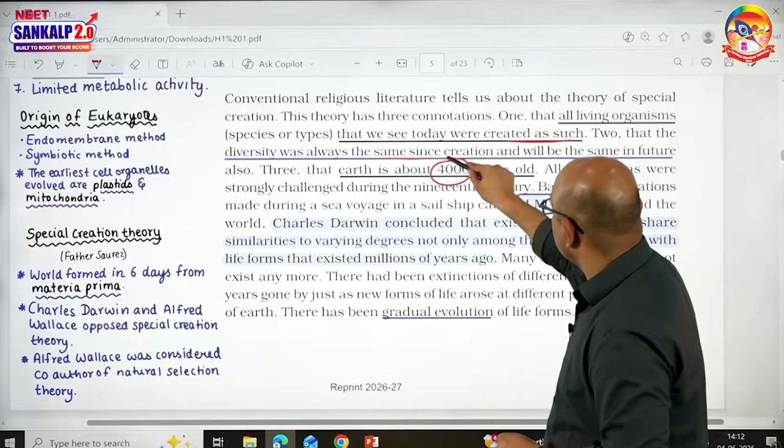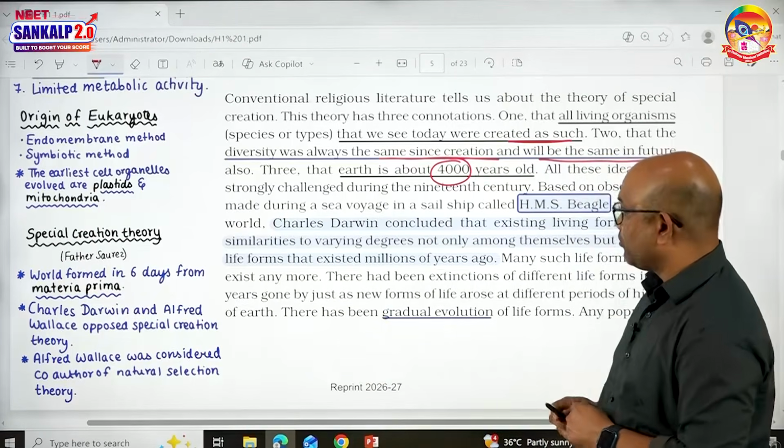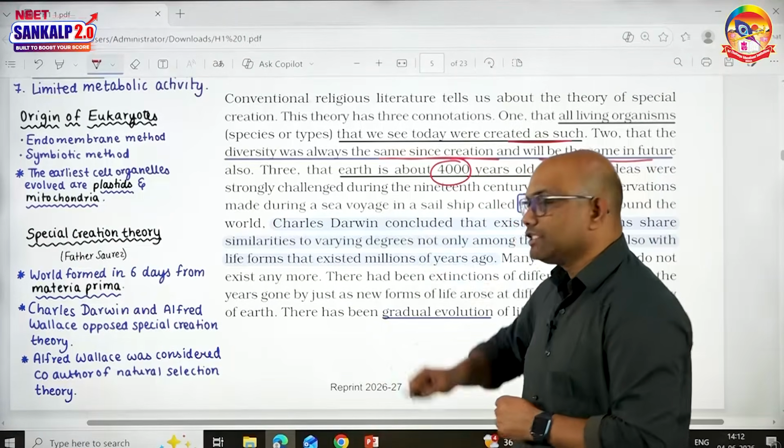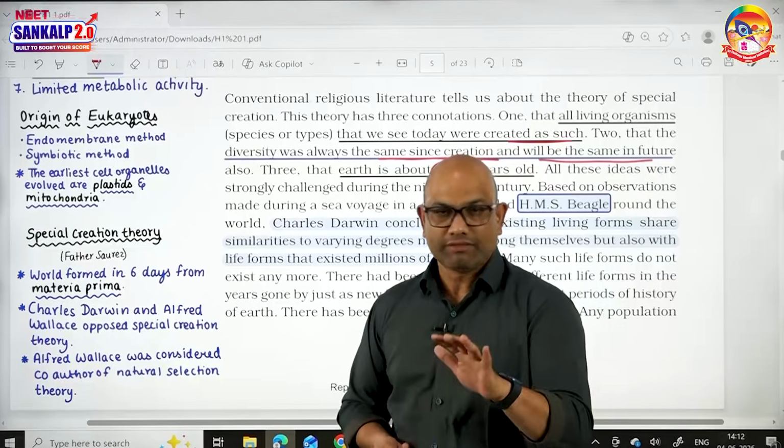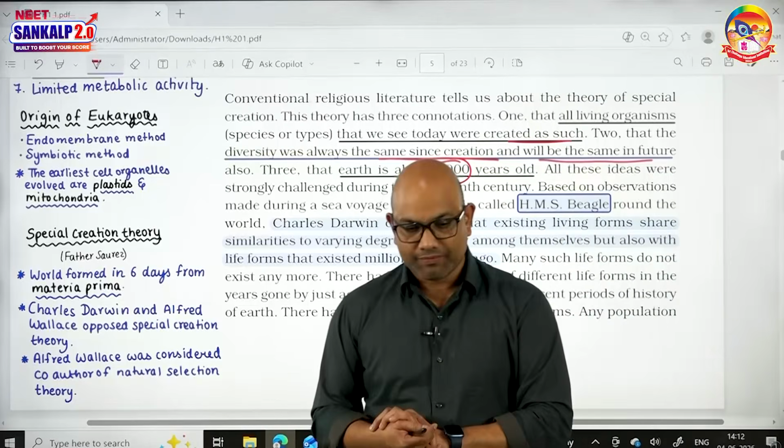Diversity was the same since creation and will be the same in future, point 2. And the age of the earth is 4,000 years. This is according to a mythological belief. This is one theory related to the origin of life.